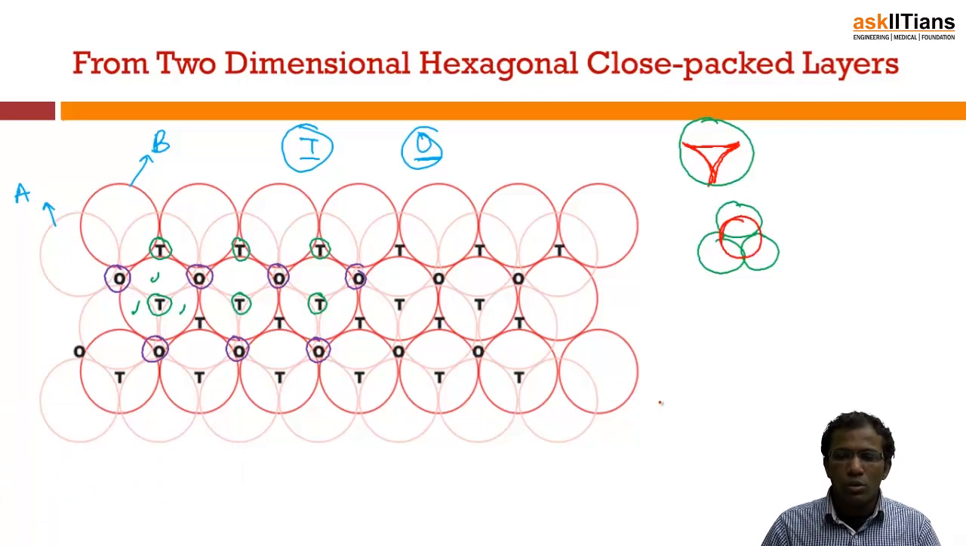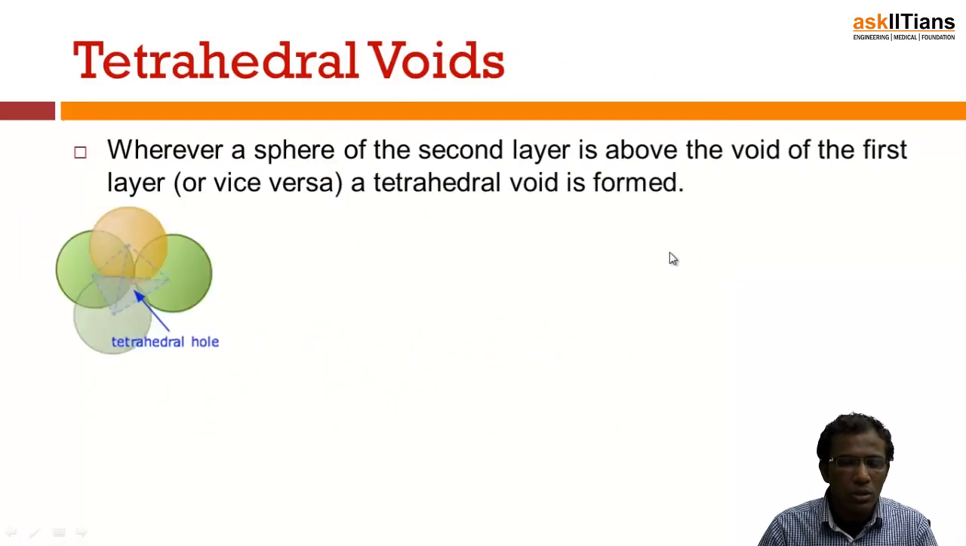Okay. So if you join the centers of these four spheres, you will get a tetrahedron. So that's why at the center of these four spheres, you are getting some empty space, that is a void, and this is known as a tetrahedral void, because this void is surrounded by a tetrahedron. This void is surrounded by four spheres, and these four spheres are making a tetrahedron.